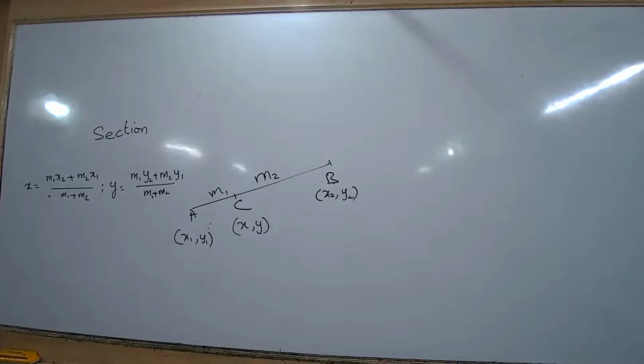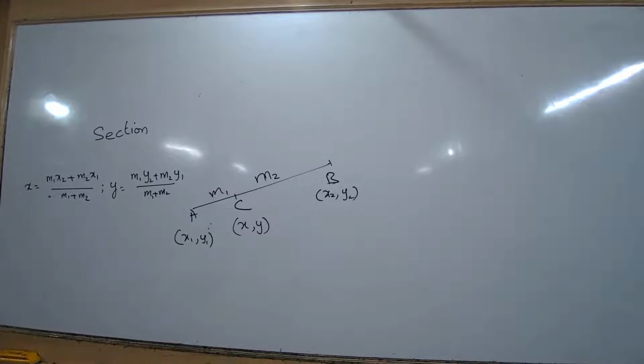Understood or not? This formula is used to find out the point of division. It is known as the section formula. C is the point of division. A and B are the two points. The coordinates are A x1, y1, and B x2, y2. The ratio given is m1 is to m2.